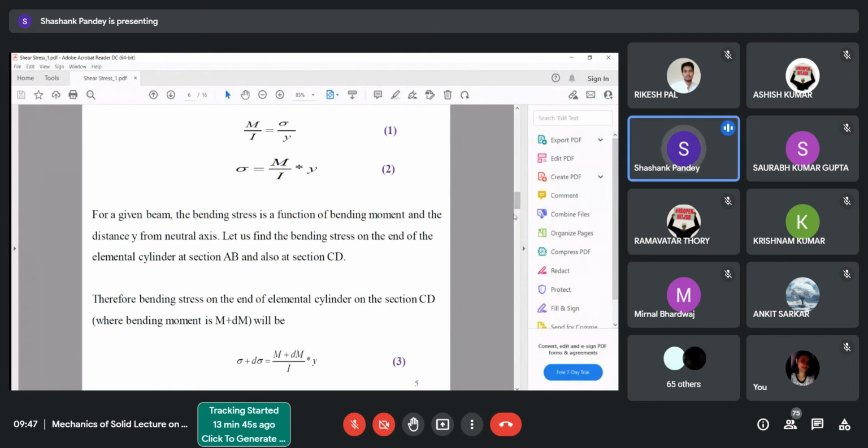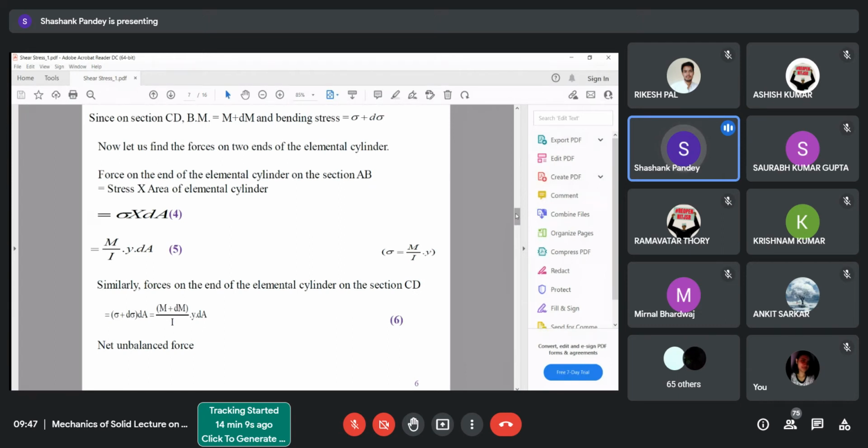We can see here that equation number 2 and equation number 3 are not of the same magnitude. Because of this, we will have a net unbalanced force. So what is the magnitude of this unbalanced force? We will subtract 3 from 2 and we will get to know this. This is stress, so we have to multiply by the area. Let us see how we do this.